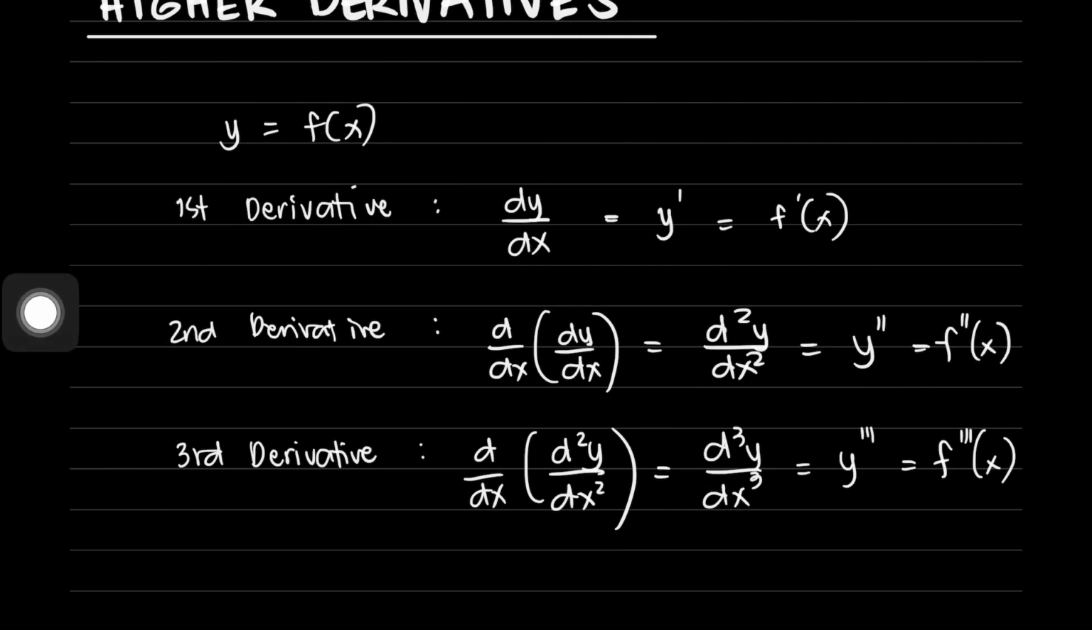Again, solving for higher derivatives, given y as a function of x, the first derivative is dy over dx or y prime. The second derivative is the derivative of the first derivative, and that is denoted by d squared y over dx squared, or y double prime or f double prime x. And the third derivative is the derivative of the second derivative, so that is d cube y over dx cube, or that is y triple prime or f triple prime of x, and so on.